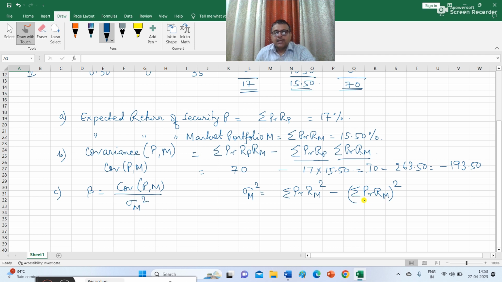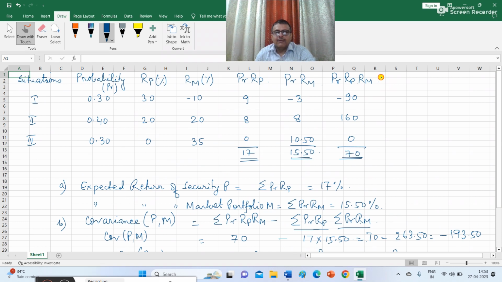So the product of PR and RM is the expected return of the market portfolio. We have already calculated it at 15.50. So you need to calculate the value of PR RM square. So 0.30 multiplied with RM square, that is 10 multiplied with 10 is 100. So you will get a product sum of 30. Then 0.4 multiplied with 20 and 20, you will get 160.